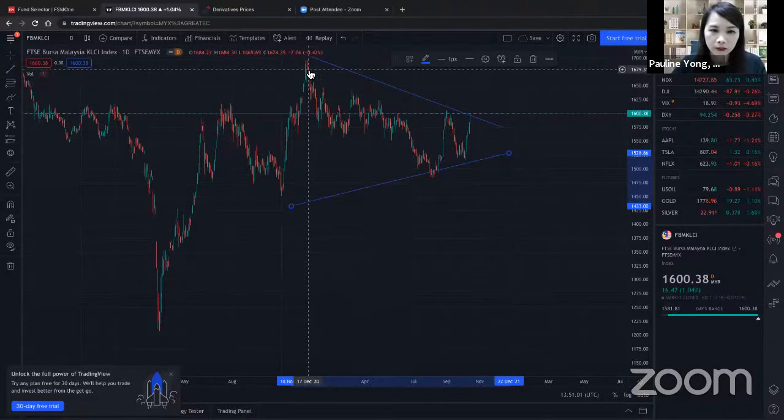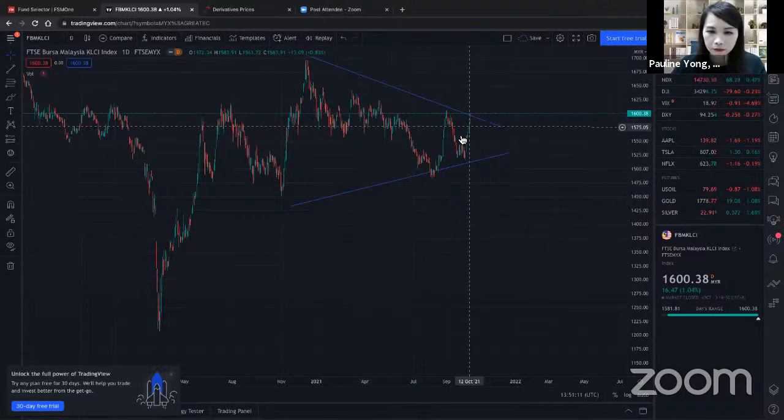So A, B, C. Okay, so here you are looking at A, B, C, D, E. So once you have an E here, you are looking for a bullish breakout here.